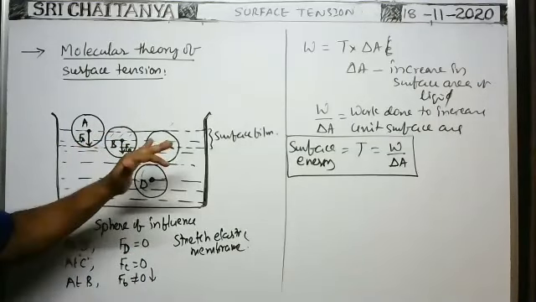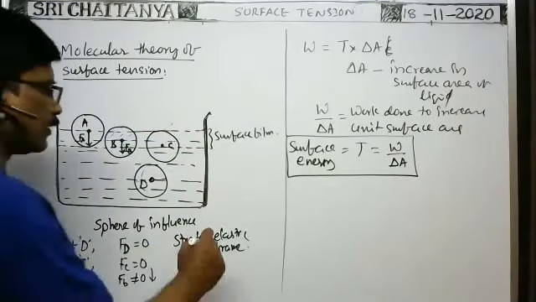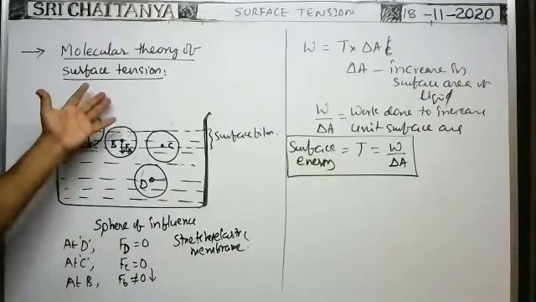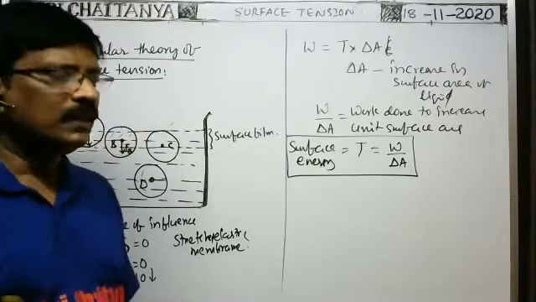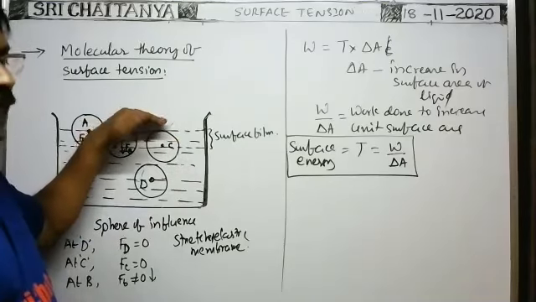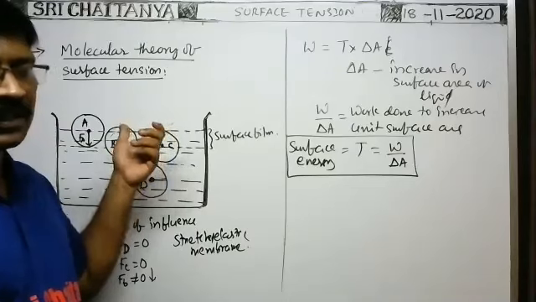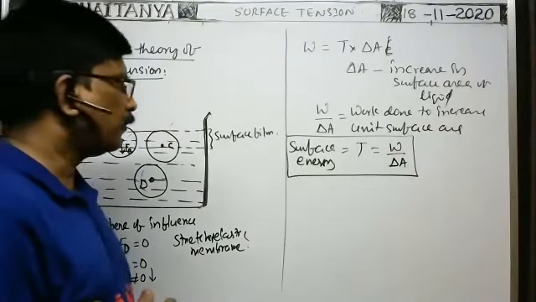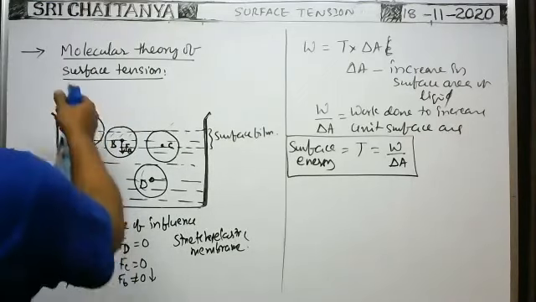Because of this reason only, the surface of the liquid behaves like a stretched elastic membrane. So in this way, by the molecular theory of surface tension, they explain the surface tension concept, due to which the free surface of the liquid tries to occupy the minimum surface area and behaves like a stretched elastic membrane. So this is the molecular theory of surface tension.